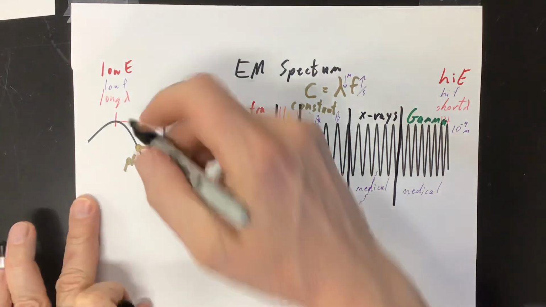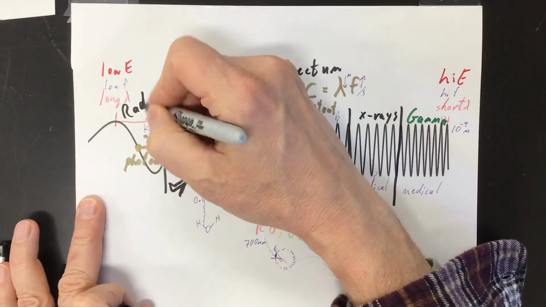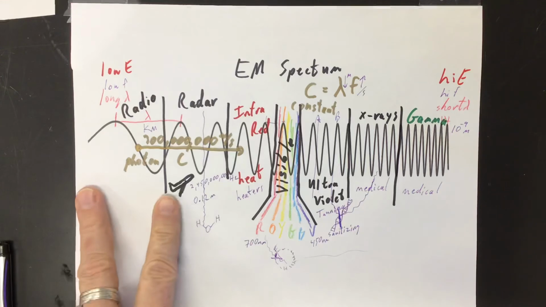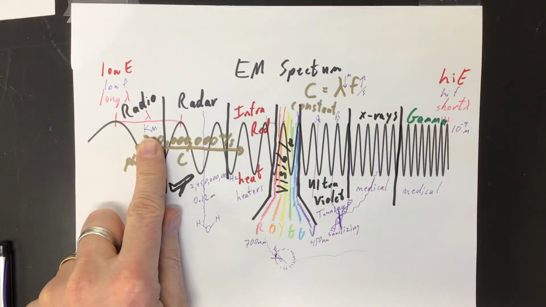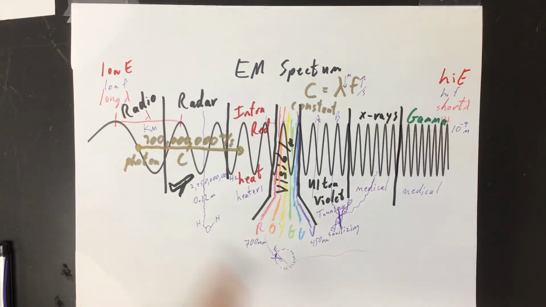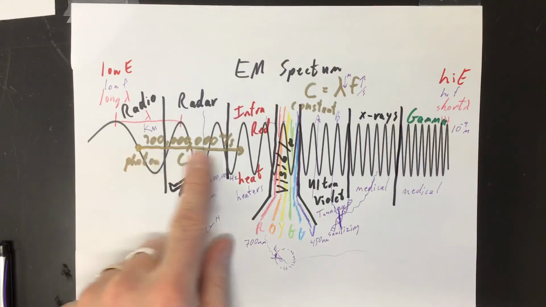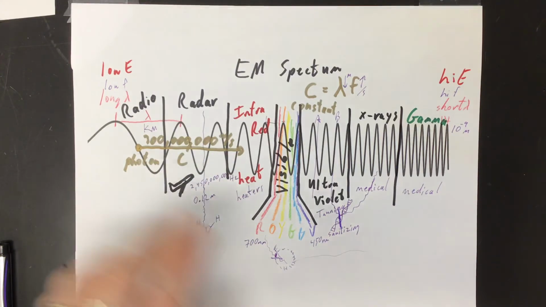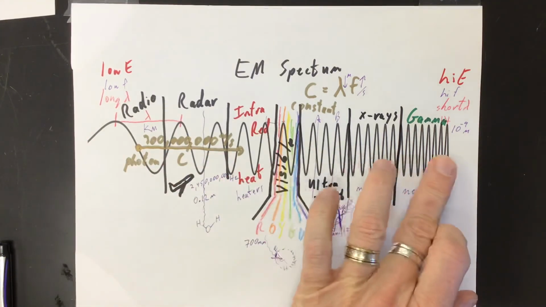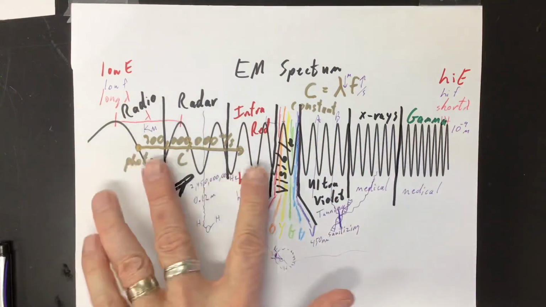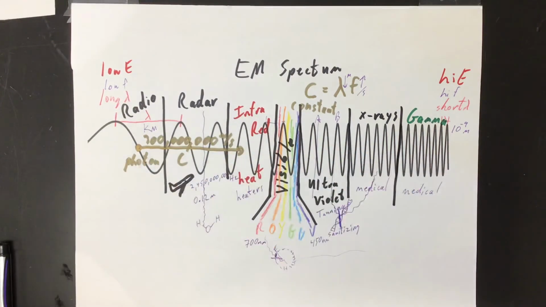Okay, and then we move on to the last one, radio signals. These are the long wavelengths. As I said before, these wavelengths can be kilometers long, but it's still a photon traveling at 300 million meters per second. It's no different for any of these. They're the same thing at the same speed, just different wavelengths and frequencies.